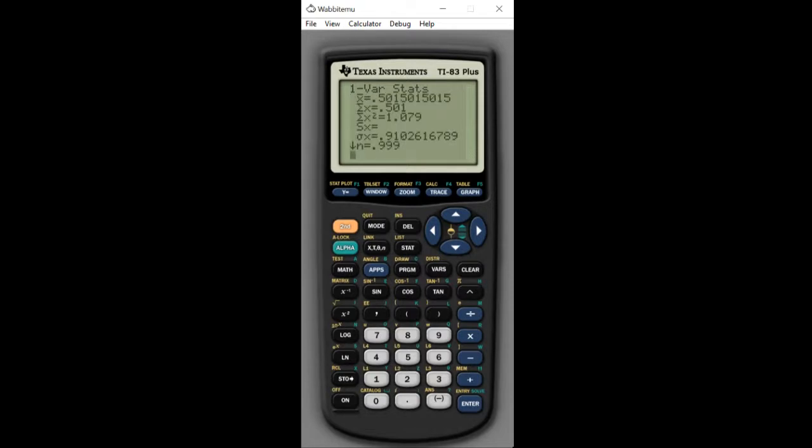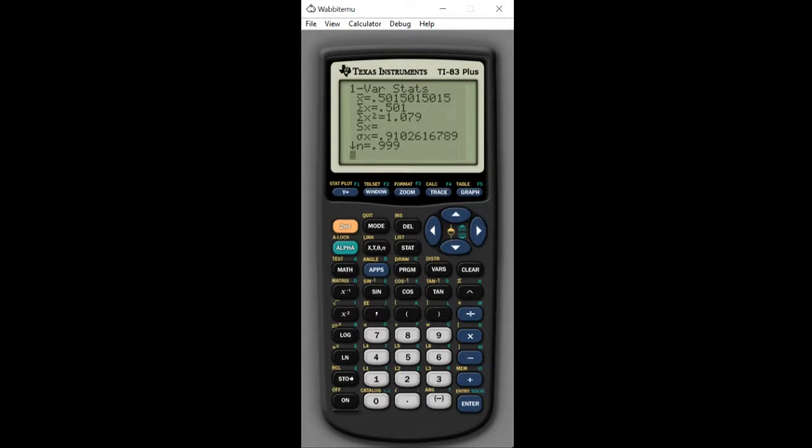The first part is asking me for the mean of my distribution. So I'm going to write this down on a piece of paper, and I'll come back to the problem and show you what I'm trying to write. My X bar in this case is my mean, and I'm coming up with 0.5015. And the other thing I'm going to write down is sigma x. I'm coming up with 0.91. So my sigma x is 0.91.